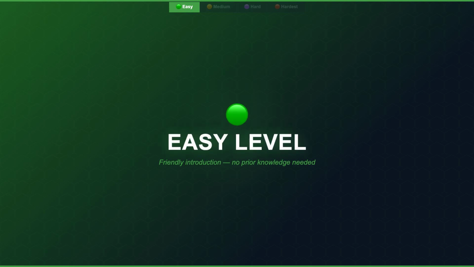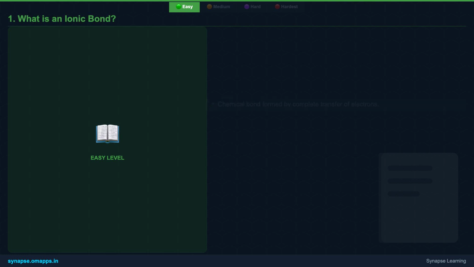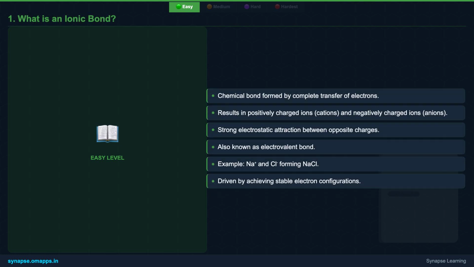Ready to discover what makes table salt, a common household item, so incredibly strong? Let's explore the basic building blocks of ionic bonds. So, what exactly is an ionic bond? Imagine two atoms, one eager to give away an electron, and the other eager to snatch one up.